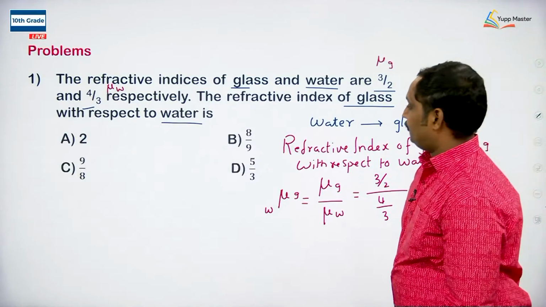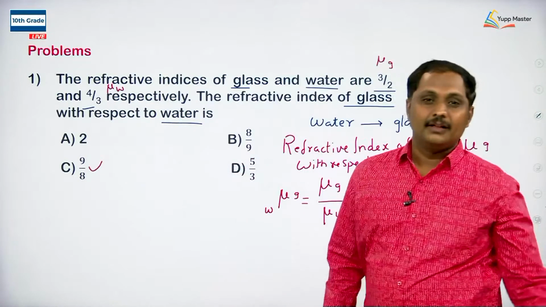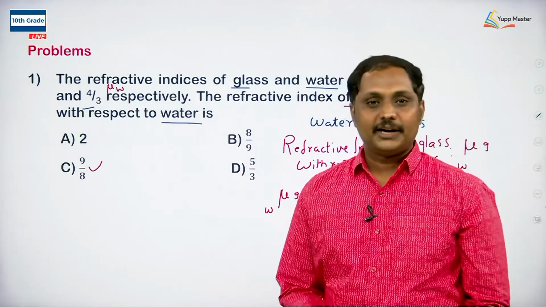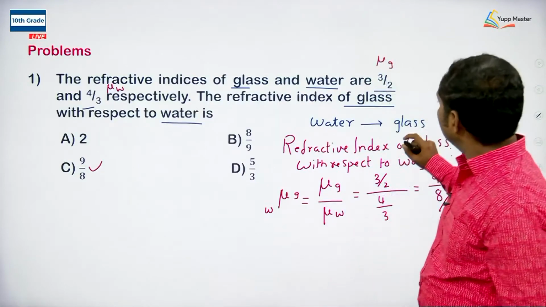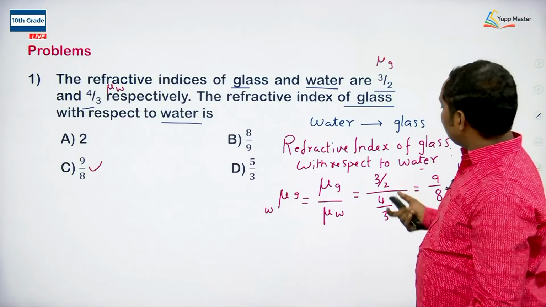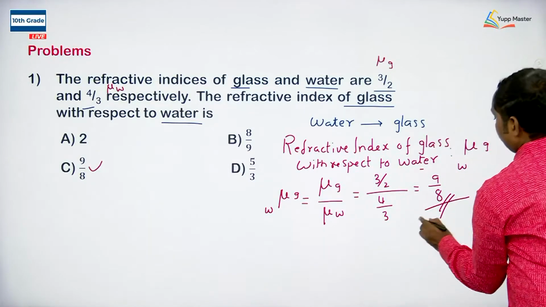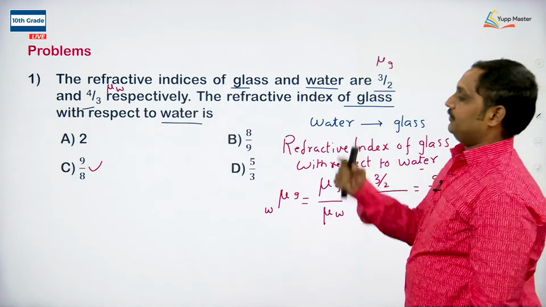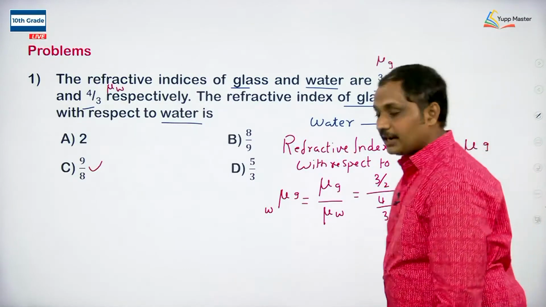Let us see the options. Yeah, this one is correct. They have given the refractive index values in terms of the ratio, and you need to take the division and its simplification. Finally, you have calculated that value, that is 9/8. It is very clear. Now let us go for another problem.